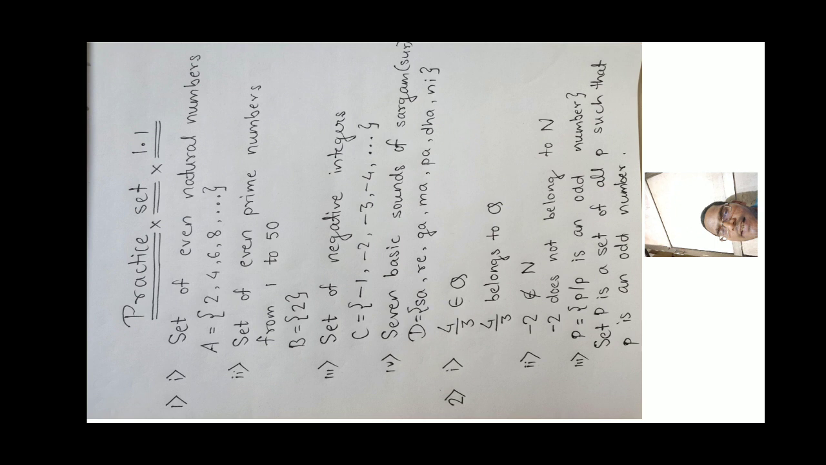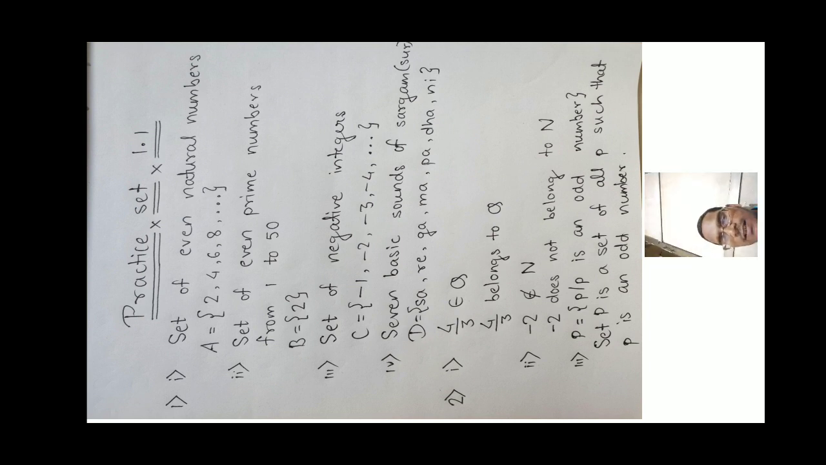Now in the third example you can see the set of all negative integers. So the answer is -1, -2, -3, -4 and so on. See, integers are basically what? Negative, positive as well as 0. But in this case what is asked? Set of negative integers. So negative integers -1, -2, -3, -4 and so on. And in this case I have named this set as C.